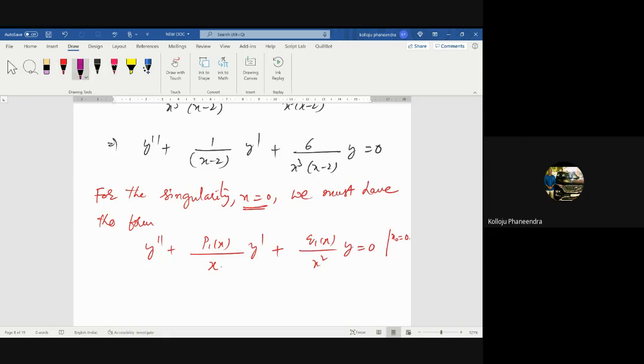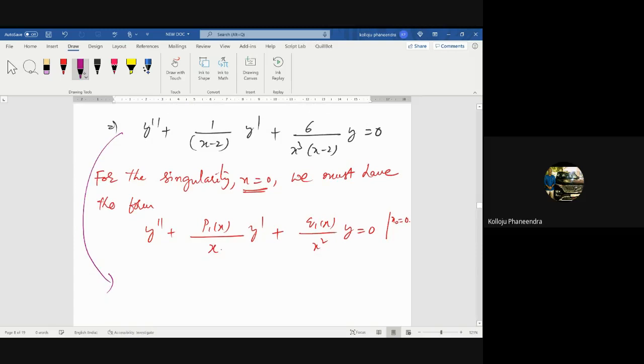Now, to get that form, what alterations do I have to make? Y double dash plus, in the denominator, I have to get x. So first let me write 1 by x. I will take x minus 2 to the numerator, 1 by (x minus 2), and multiply and divide by x. Again, x gets cancelled, and I get the same form. The same logic applies here: 6 by (x minus 2) taken here, x square in the denominator, and one more x. This structure can be taken as x into (x minus 2) in the numerator, x square in the denominator, y equal to 0.